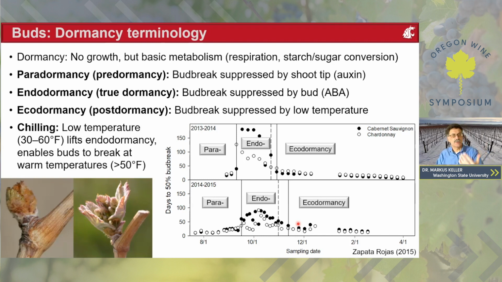So first, the bud uses low temperatures to accumulate chilling during endodormancy. That low temperature will then lift the dormancy, will enable the bud to break, but at the same time, that low temperature keeps the bud from breaking. So it becomes ecodormant, and only when warm temperatures around 50 degrees Fahrenheit or higher return in spring, then does the bud grow out. Or so we think.